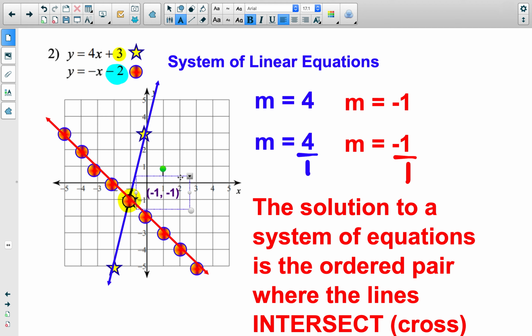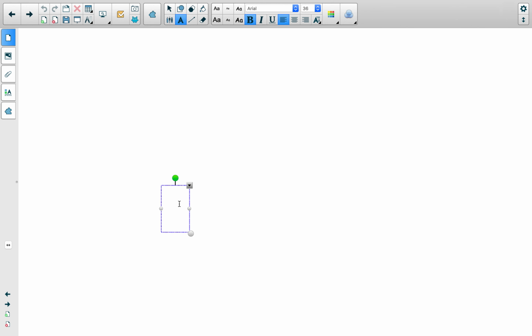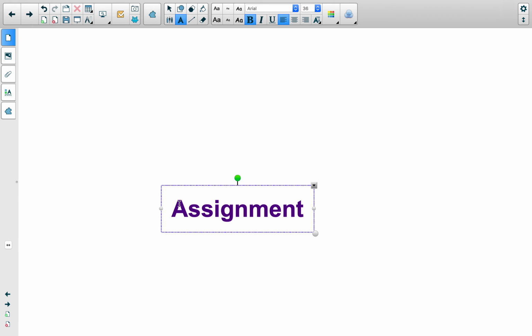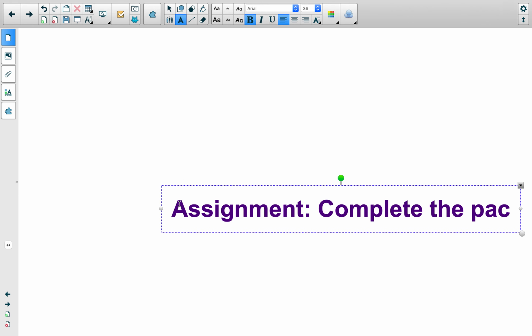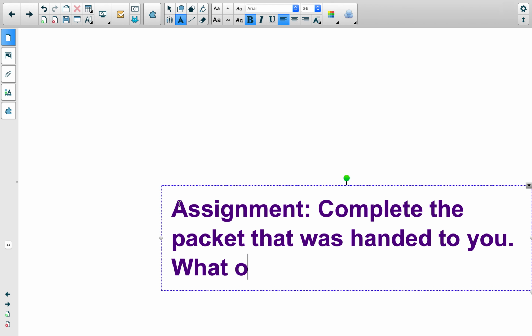So for the second page of the packet, it is all systems of linear equations. So you're going to graph both equations on the same grid and find the point where they intersect. Two lines always intersect at a point if they intersect. And then you want to write that ordered pair either on the grid or next to it. That is your assignment for today, to finish the packet. And if you do not finish it, it is homework. So assignment, complete the packet that was handed to you. What you don't finish is homework.